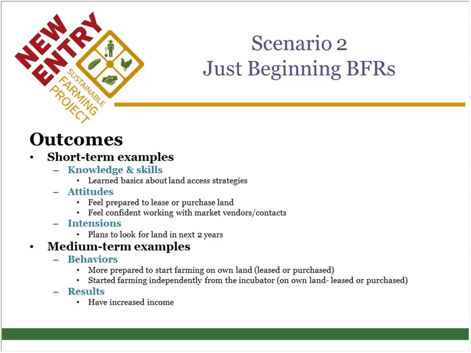Regarding medium-term examples of outcomes and behaviors, they're more prepared to start farming on their own land, either leased or purchased, and they started farming independently from the incubator, might as well be a medium term. Of course, with this program being 3 years and maybe people staying on for 2, that might actually be a little harder to track within the specific frame of the BFRDP grant, but could potentially at least do it for 1 year of graduates. And other results you might want to look at is if they have increased income.